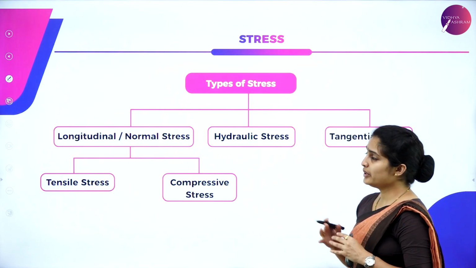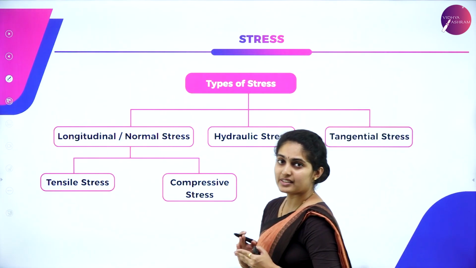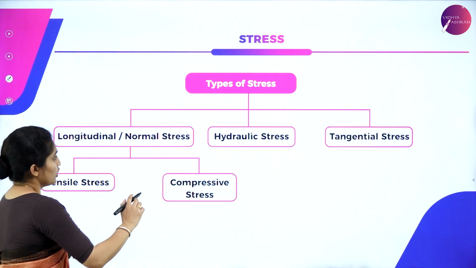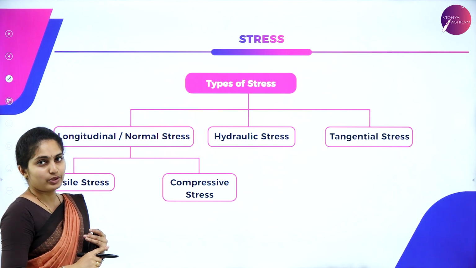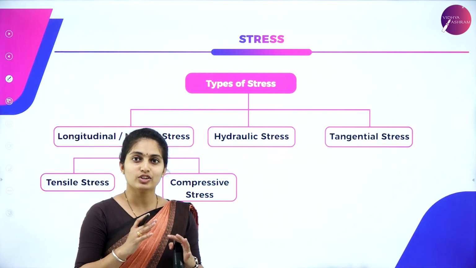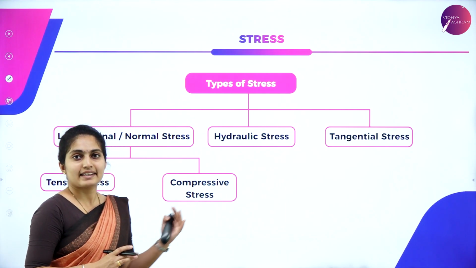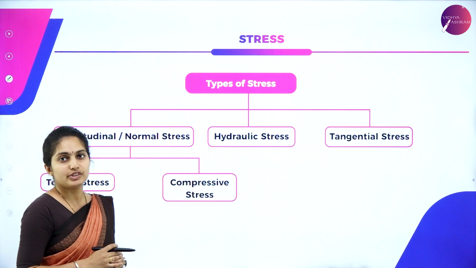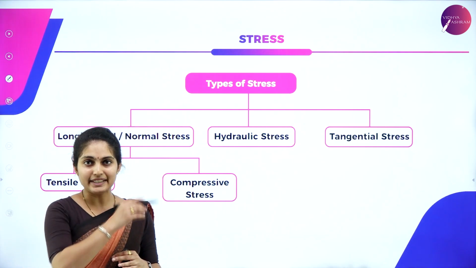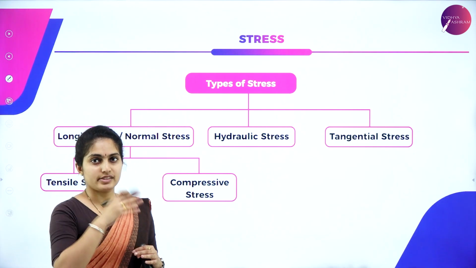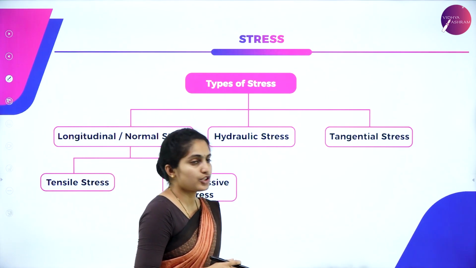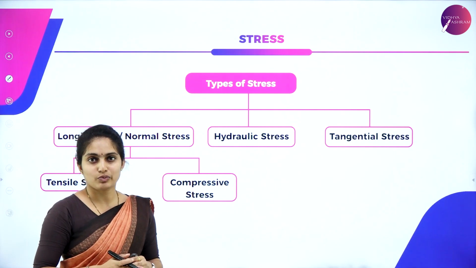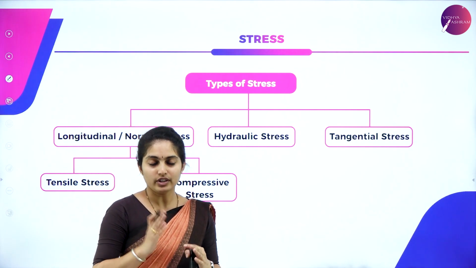Next, we are going on to types of stress. Under stress itself, we have many types of stress, out of which we study all of these. One is longitudinal stress, also called normal stress, which acts lengthwise. Another one is hydraulic stress, which acts with respect to your complete area, that is the volume it considers. Next is tangential stress. In the case of tangential stress, the force acts tangentially on an object.